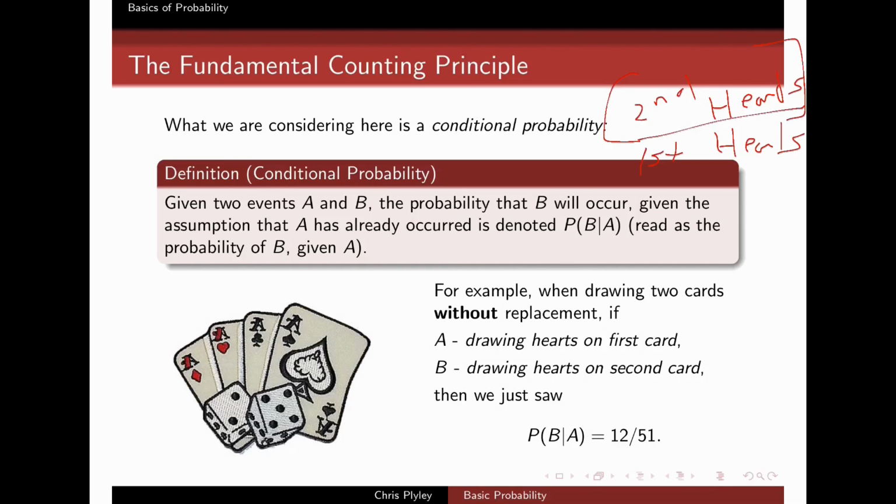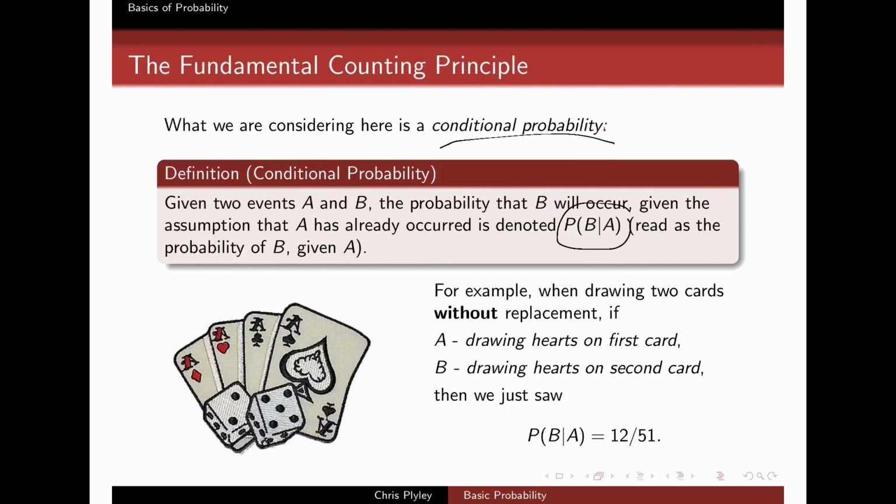These are two separate events, right? I could separately have asked you, what's the probability that the second card is hearts? Or I could have asked you, what's the probability that the first card is hearts or spades, etc. So when I consider the probability that some event will occur, given the assumption that some other event has already occurred, this is what's called a conditional probability. And we use this notation here to denote it, the probability of B given A.